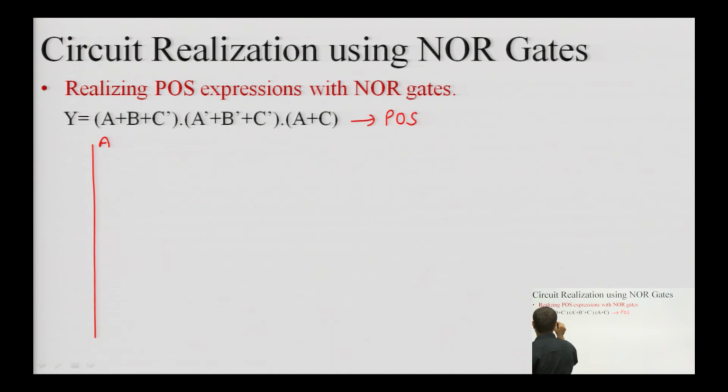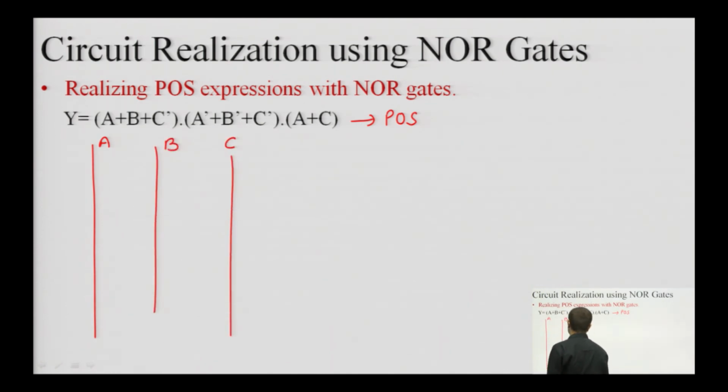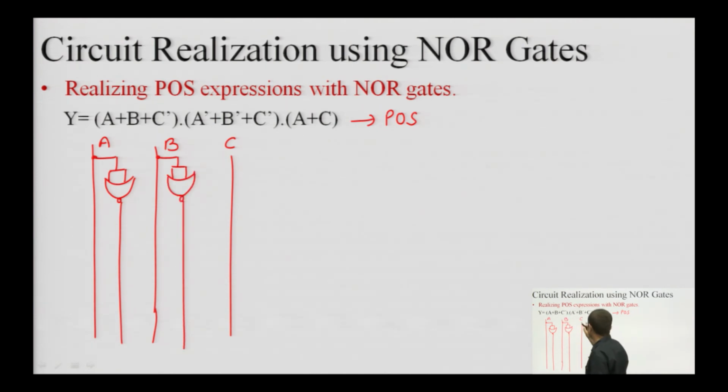So, these 3 variables, now I need to prepare, this is a, this is b and this is c, and NOT version or the complemented version of all 3 are required. So, I am using the NOR based NOT structure. Okay. Similarly, here as well, NOR based NOT structure. Similarly, here.